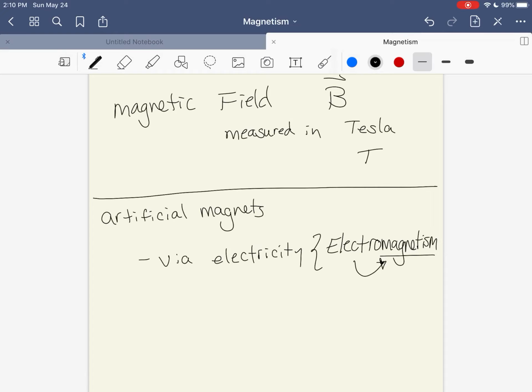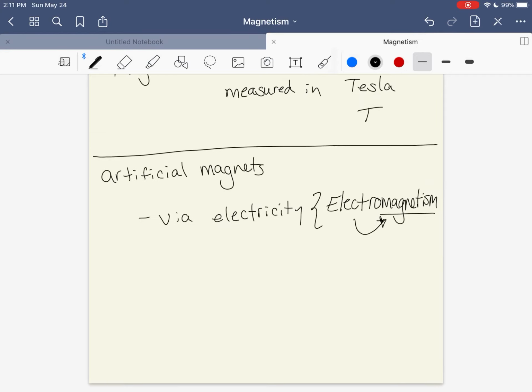So when we run electricity through specific objects, we can create magnetism. Even an object that isn't naturally magnetic, we can make it magnetic by running electricity through it. It doesn't work for every object. It still has to have certain properties in order to make it an electromagnet. But lots of different metals that aren't naturally magnetic can be turned into magnets using electricity. So we run electricity through it, and then we're able to create an electromagnet.